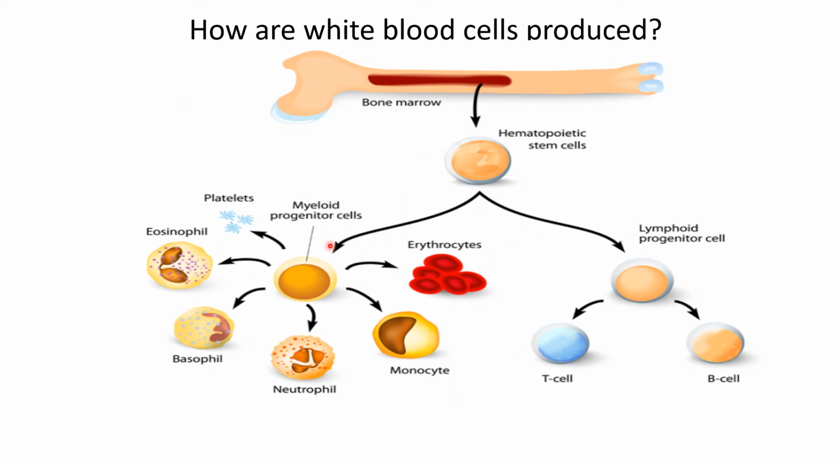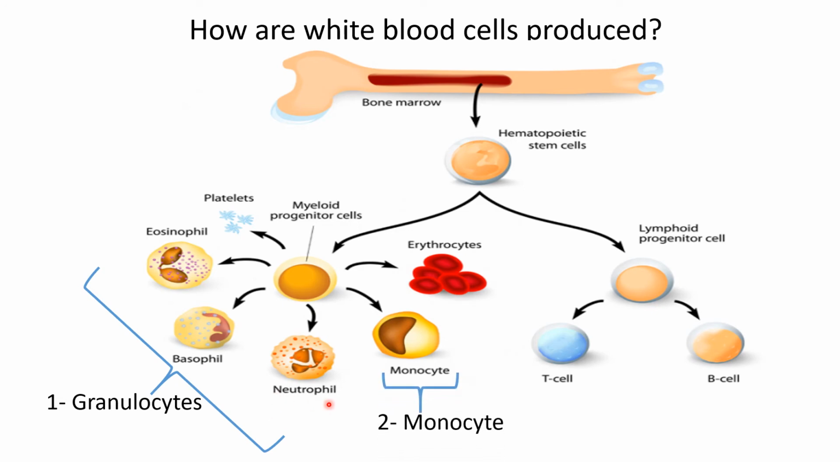So, the myeloid progenitor cells, what do they produce? They produce the first type of white blood cells that we call granulocytes that are formed of eosinophils, basophils, neutrophils. A second type, which is the monocyte.